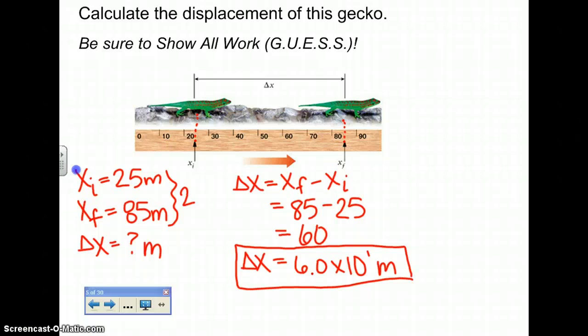So this is an overview of how you're going to use the GUESS method. Please apply this to every single problem you're going to do with me, especially those worksheets that are for homework, any other types of problems where you have to show work. Utilize the GUESS method, please.